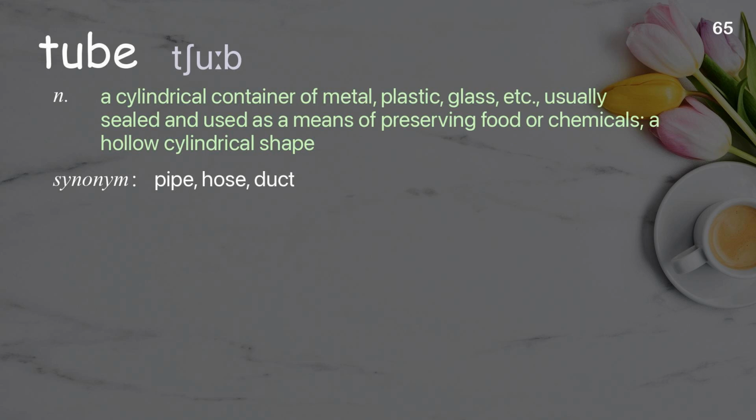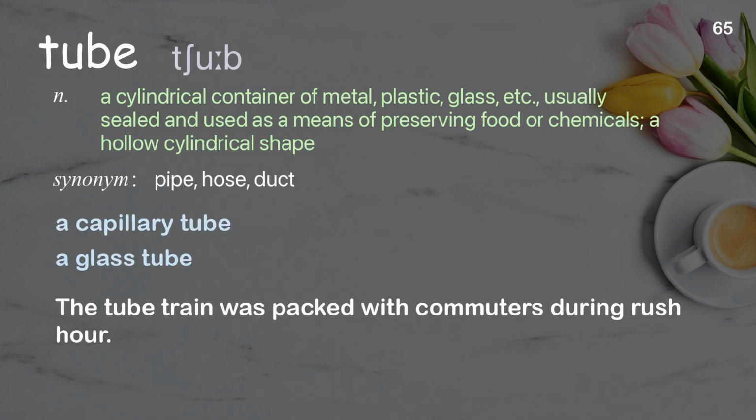Tube: a cylindrical container of metal, plastic, glass, etc., usually sealed and used as a means of preserving food or chemicals; a hollow cylindrical shape. Examples: a capillary tube, a glass tube. The tube train was packed with commuters during rush hour.